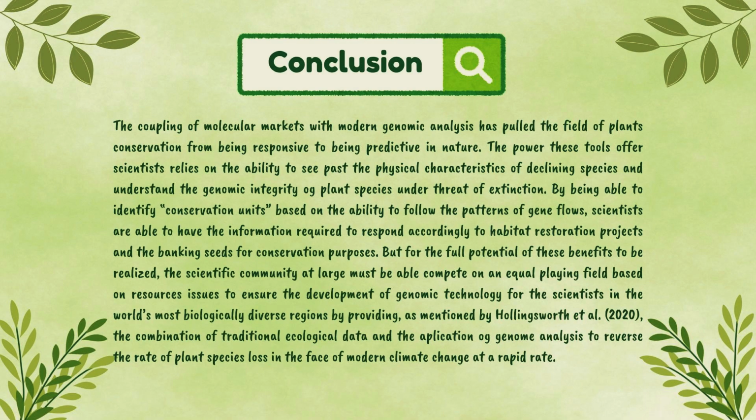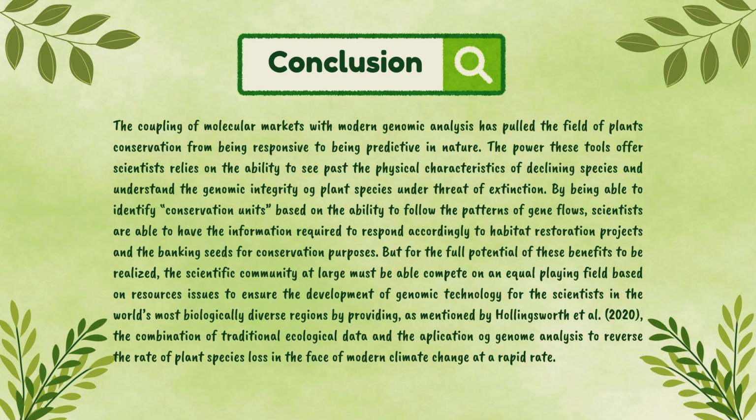To conclude, the coupling of molecular markers with modern genomic analysis has moved the field of plant conservation from being responsive to being predictive in nature. It offers the power to see past physical characteristics for declining species and understand the genomic integrity of plant species under the threat of extinction. By being able to identify conservation units based on the pattern of gene flow, scientists have the information required to respond accordingly in habitat restoration projects and seed banking for conservation purposes.